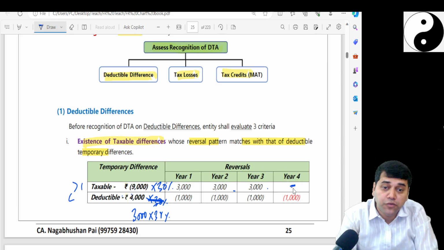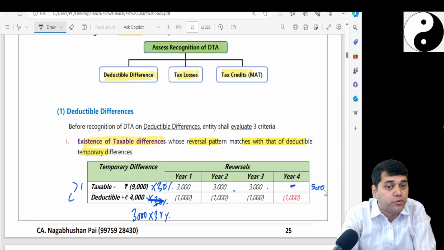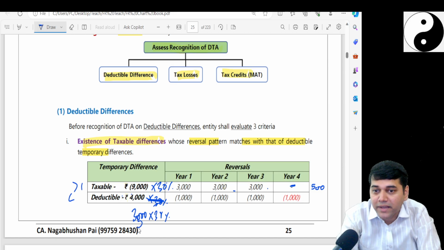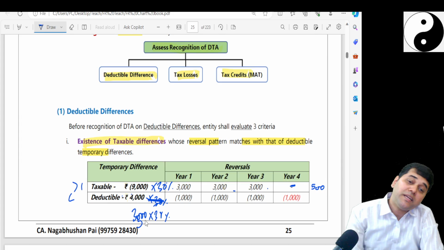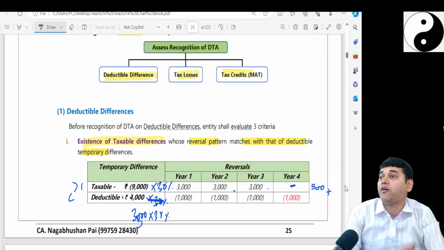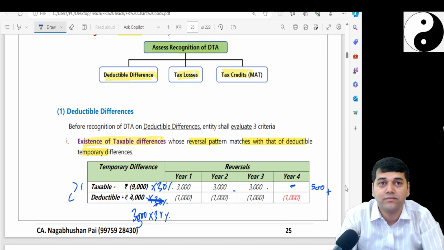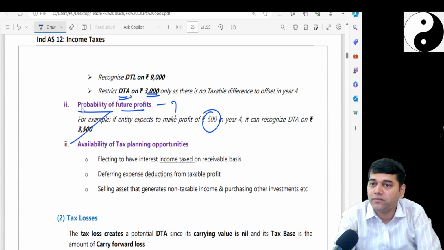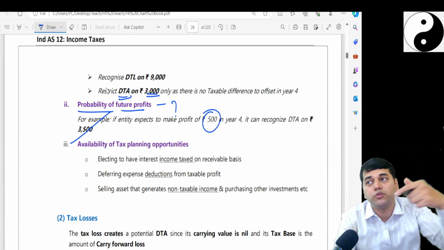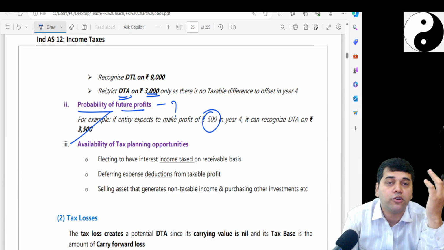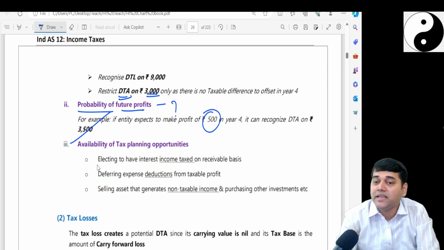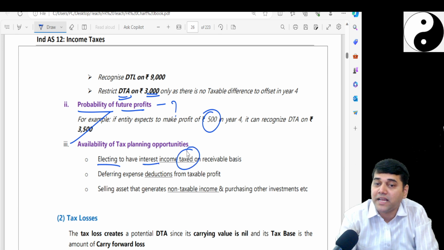No, sir, in the last 4th year, I don't have a taxable difference, but I have got a profit of 500 rupees. Then you say, I will recognize an asset on 3,500. But for another 500, I have got some tax planning opportunities which are coming in the fourth year. So, three things you need to check: whether you have got taxable differences which are going to match with the reversing pattern, whether you have got future profits, or whether you have got future tax planning opportunities, like electing to have interest income taxed on the receivable basis.